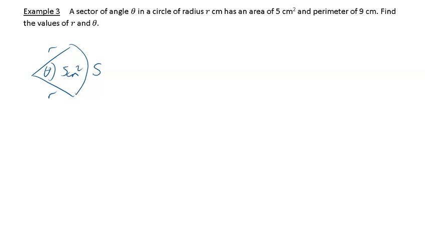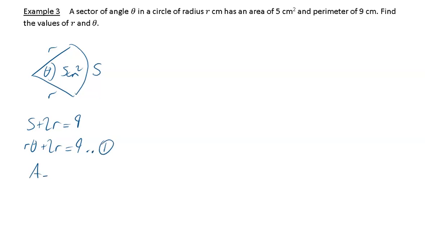So we're just going to start with that one. We'll say my s, total perimeter of the s plus 2r is going to be equal to 9. So my arc length is r theta, remember. So r theta plus 2r is equal to 9. And I'm going to call that equation 1. You can probably guess where we're going with this one.